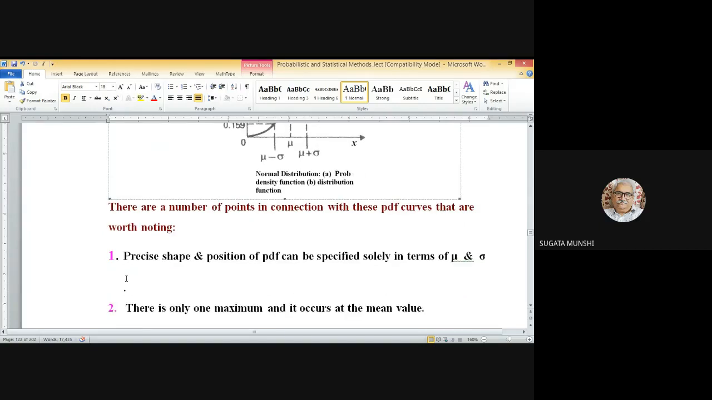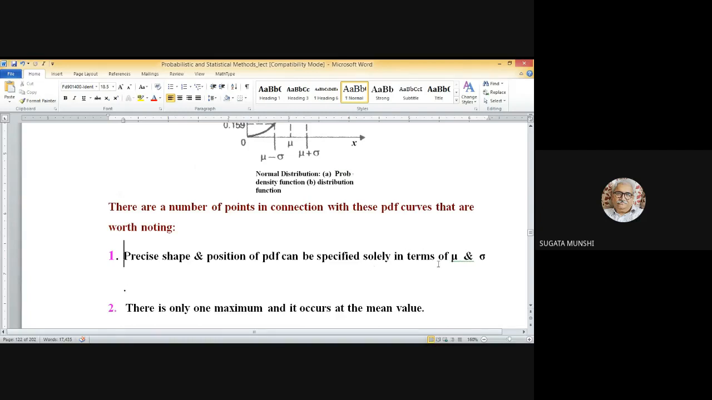It's amply clear that the exact shape and position of the density function can be specified solely in terms of mu and sigma. Shape means it will retain its bell-shaped nature. That is, there is no doubt it will not depend on mu and sigma. But shape in the sense of the height, the width, etc.